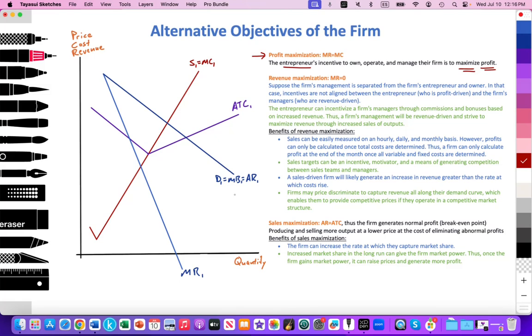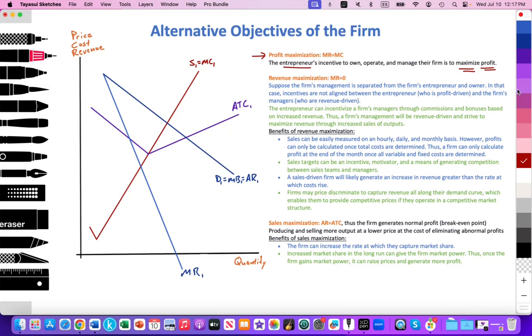We have our downward sloping revenue curves, our demand curve equal to our marginal benefit equal to average revenue, and our marginal revenue curve that's less than the average revenue because we assume that the firm does not price discriminate. There'll be another link to a video that explains why the MR would be less than the AR if the firm does not price discriminate. Then we have our upward sloping supply curve equal to marginal cost. It intersects with ATC at its lowest point. Minimum ATC would be productively efficient. And so here we have our model.